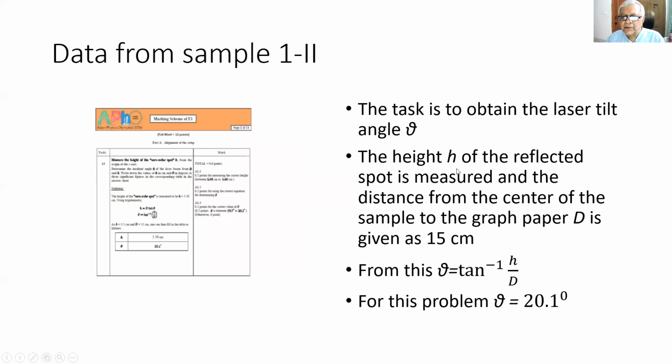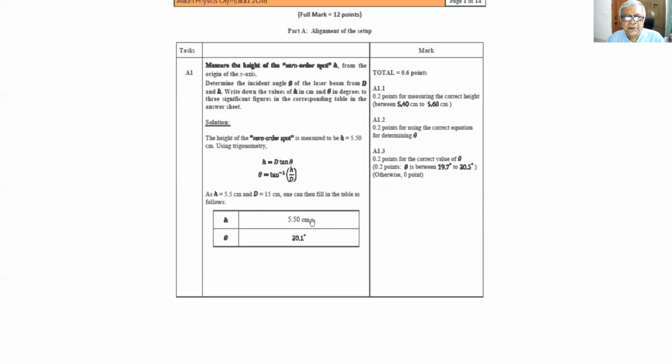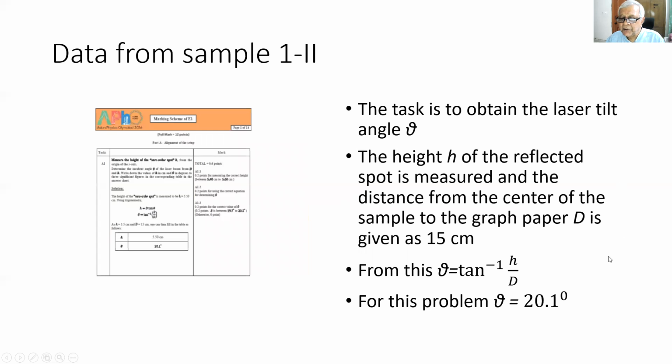So the height of the reflected spot is measured, and the distance from the center is given as 15 centimeters. From this, we evaluate theta equal to tan inverse of this. Let me just zoom in on this and show you. All right, this is about 5.5 centimeters, and so we have theta to be 20.1 degrees. There's a note here which says that in the various experiments, theta can be between 19.7 and 20.3, and these are all allowed values.